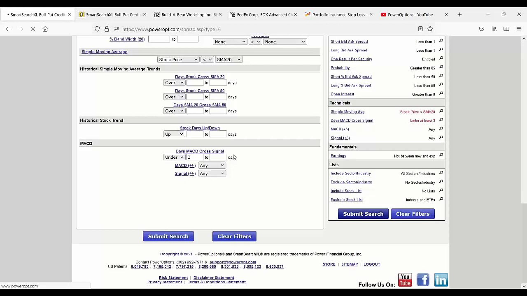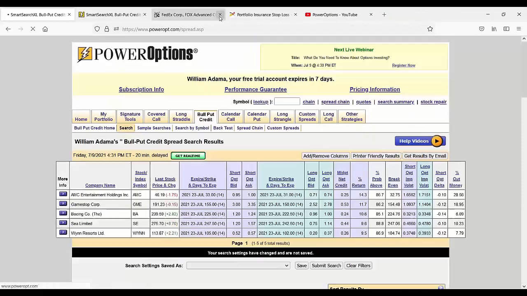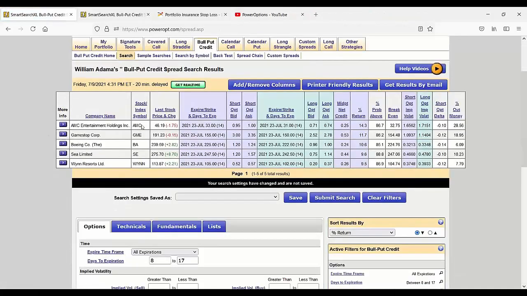And of course, we're avoiding earnings between now and expiration as well. Let's take out Build-A-Bear and FedEx. And there we go. AMC has been declining. GameStop has been declining. Boeing actually up today. C Limited, SE, actually up today. I'm curious about that one. Let's take a look.